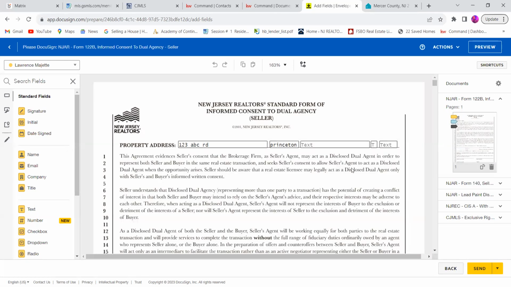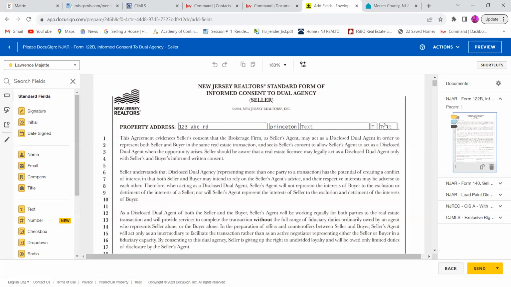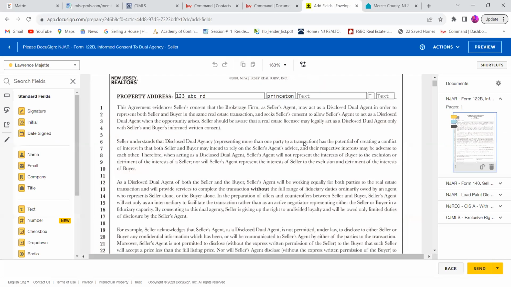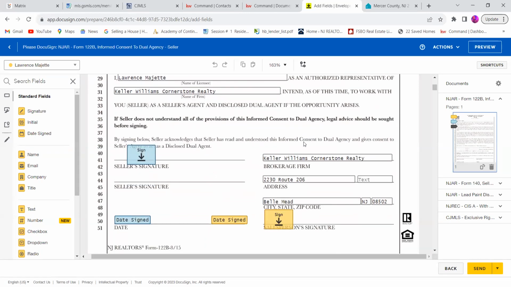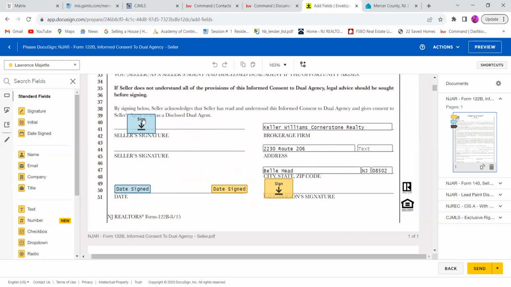Now, each one of these forms is going to pop up where I can still add text. I can still edit them basically. But all in all, what I'm looking to do is this, right? I want to make sure all of this is here for my person to sign. So if you go over here, this would be me as the listing agent, and this would be my seller, right? The yellow would be me, and the blue would be my seller.